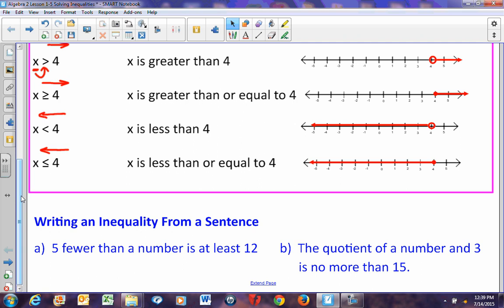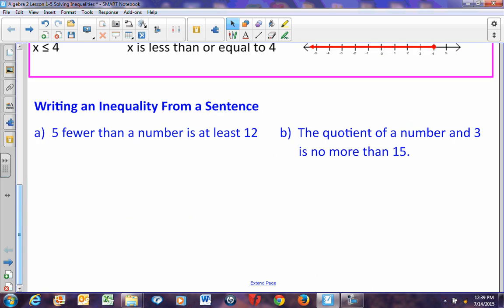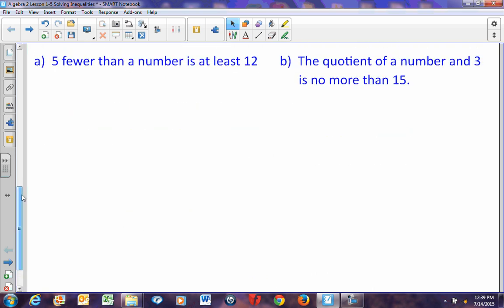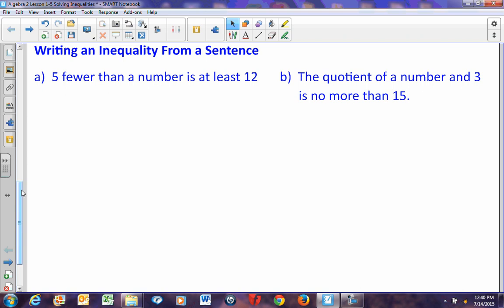All right, let's write an inequality from a sentence. And as with all other things, you have to make sure you define your variables. Letter A: 5 fewer than the number is at least 12. You're like, well, wait, you told us about greater than or equal to, or less than, but you didn't talk to us about at most and at least. Well, just refresh your memory on this. If I said I have at least $5 in my pocket, that means I have $5, or I can have more than $5, but I don't have less than $5. At least means greater than or equal to.